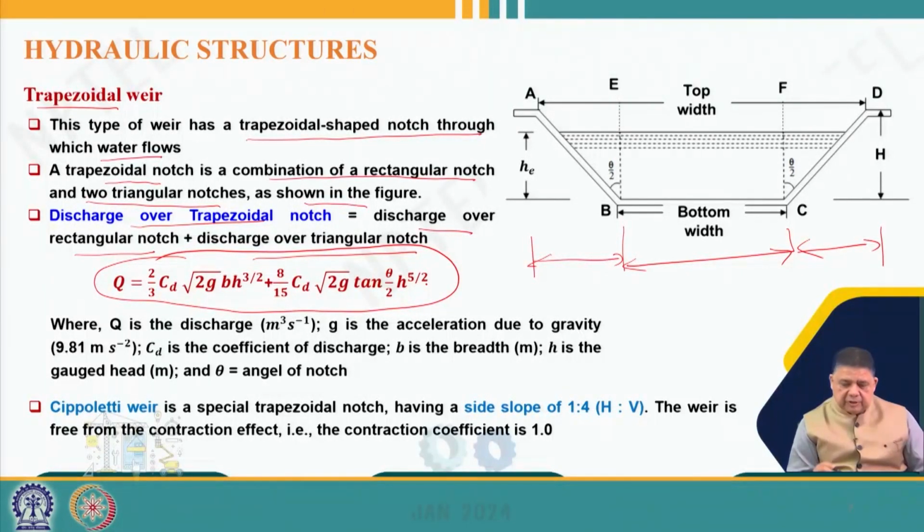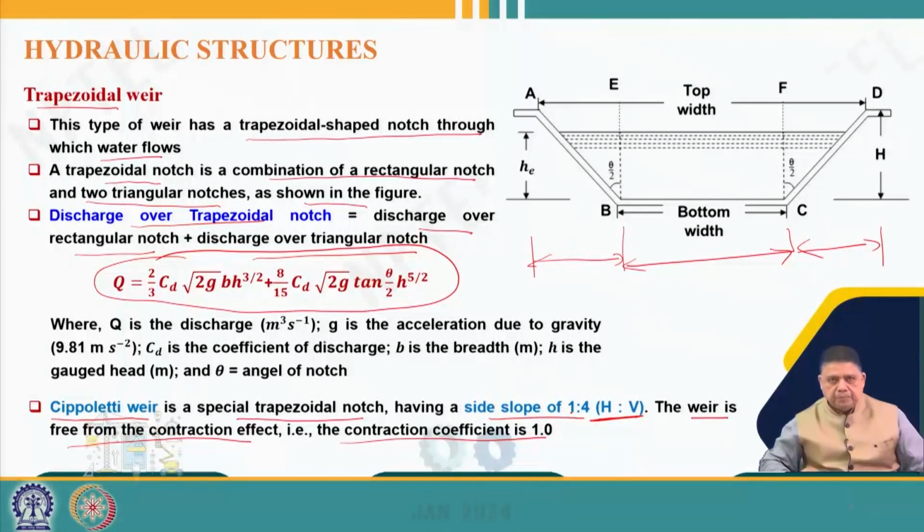Now, as far as trapezoidal weir is concerned, there is a typical type of trapezoidal weir which is known as Cipolletti weir, which is a special trapezoidal notch having a side slope of 1:4, 1 horizontal to 4 vertical. So, the weir is free from contraction effect, that is, the contraction coefficient in this case is 1. That is the advantage of this, but because we have to maintain a particular side slope 1:4, construction requires a little bit of care in this case. But Cipolletti weir is also quite popularly used in the field conditions.